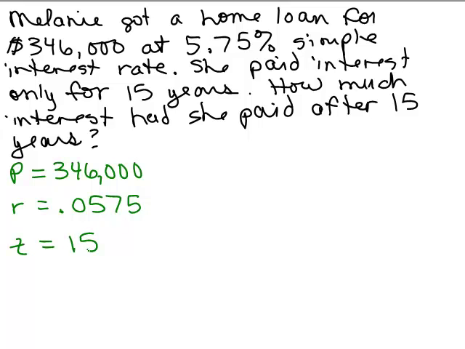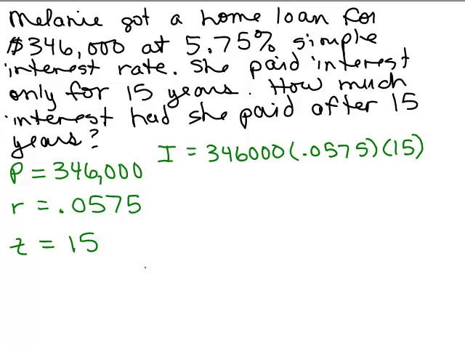So our interest is just multiplying all those three together. 346,000 times 0.0575 times 15. So you want to put that all on your calculator. And by the way, you could put the dollar sign here, and that way your answer is going to automatically be in dollars. And then you want to round it to the nearest cent. So go ahead and try that in your own calculator.